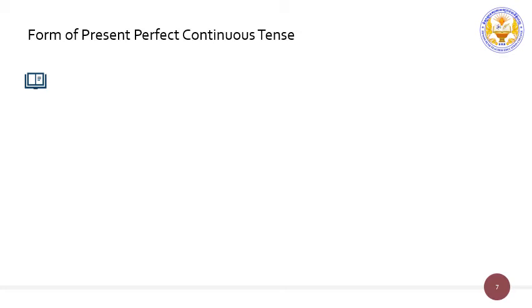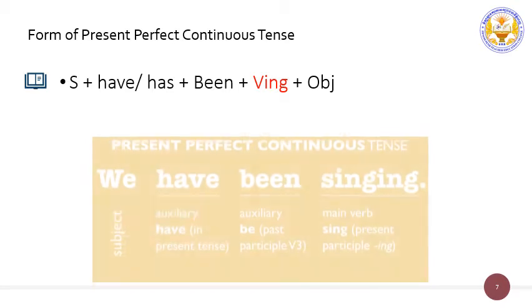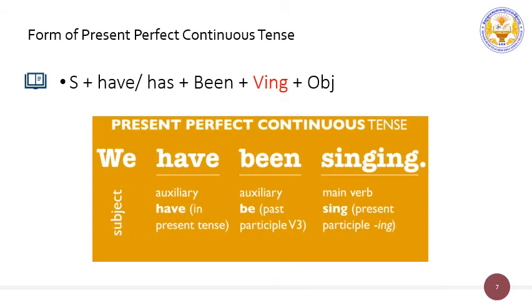As you can see the words continuous tense, remember present continuous tense? To be plus verb ing, right? So in order to change it into perfect, you just need have or has plus be plus verb ing. So be here we change to past participle, verb 3. So the structure must be subject plus have or has plus been plus verb ing and plus object.